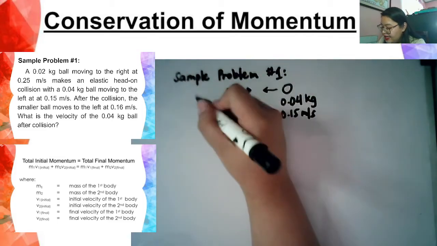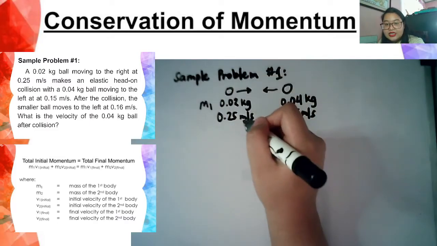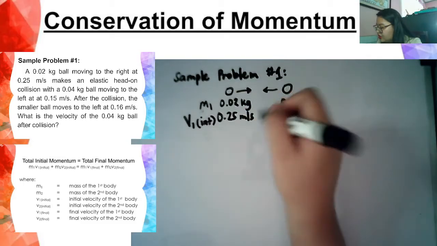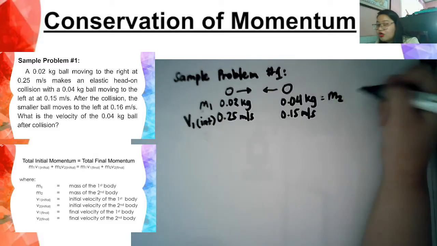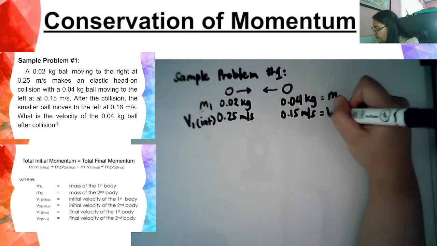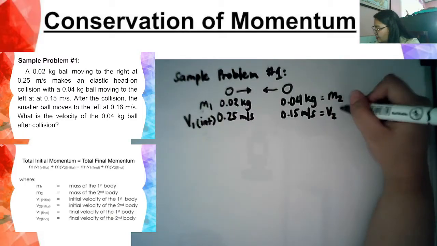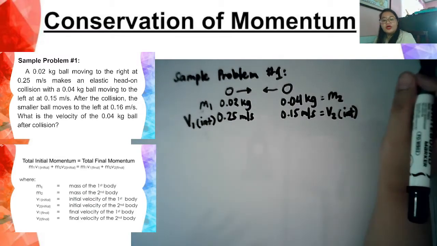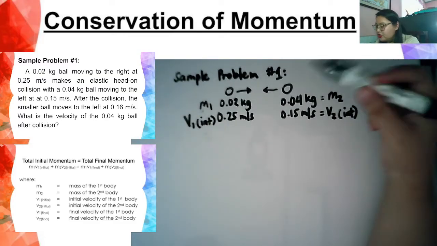So, you have the mass of the first object, ito yung unang object natin. This is the initial velocity, pinaikli ko na lang para magkasya. So, this is v1 initial. And then, this is the mass of our second object, and this is the v2, or the initial velocity of the second object. Ayan na po yan. So, this is initial. Now, ang sabi dito, nagkaroon sila ng collision.